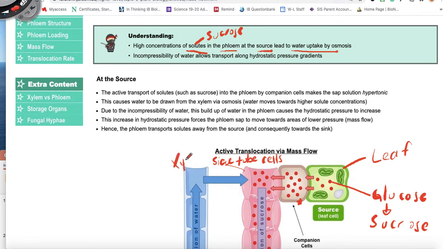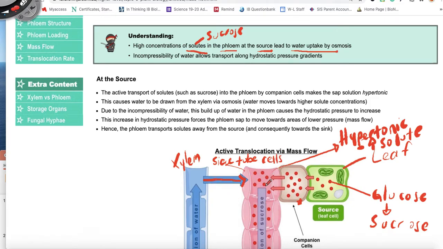So notice that xylem, carrying water up from the root to the rest of the plant, is right next to phloem, right? They're part of the vascular bundle. Remember that the vascular bundle is xylem and phloem together. So if you think of the sugar component within the sieve tube cell as being hypertonic, that means you're going to have high solute concentration. So then, of course, water is going to be attracted to that high solute concentration within the sieve tube cells. So water is going to move from the xylem to the areas of high solute concentration, or those hypertonic areas.